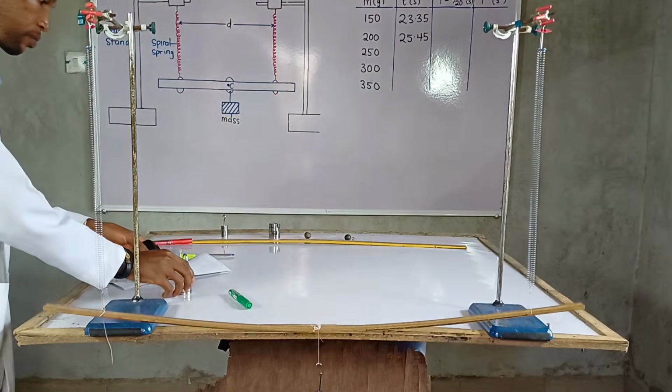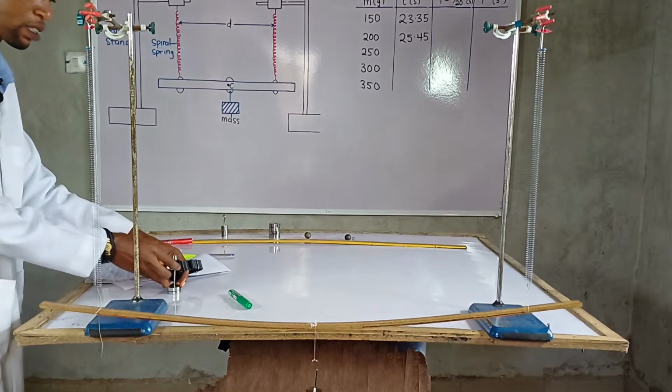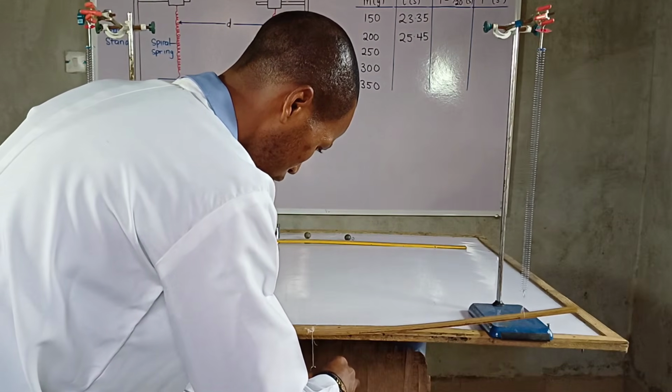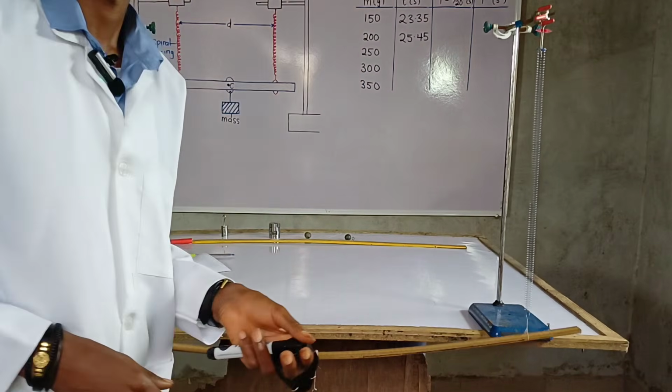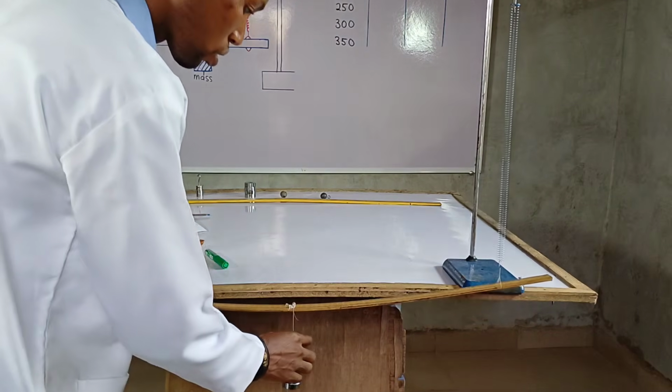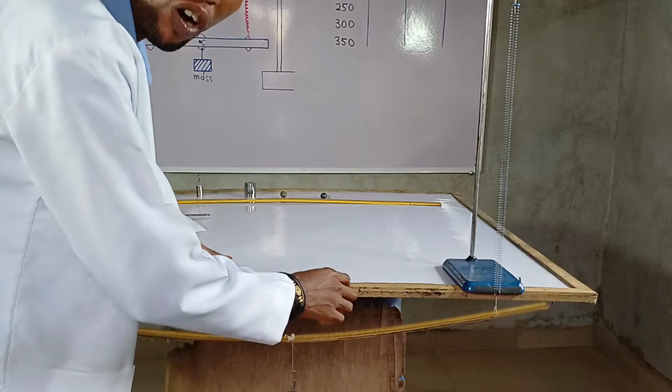Okay, so can we take the next one? So we add a 50-gram mass to 200. Okay, that makes it what? 250. So we have the 250-gram mass suspended at the center of gravity of the meter rule.